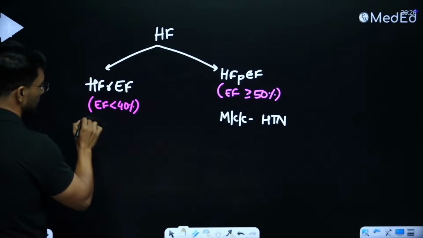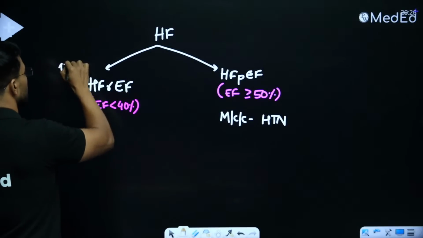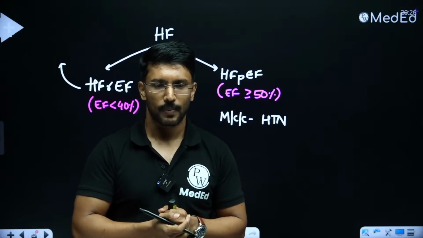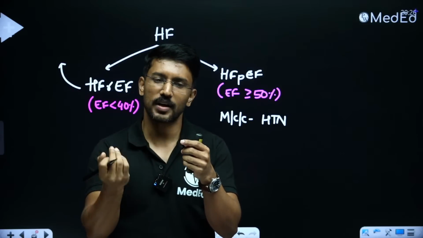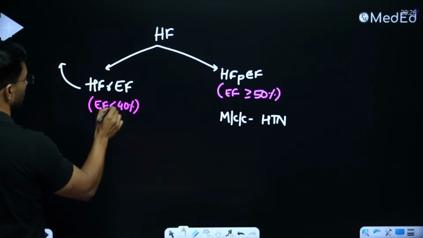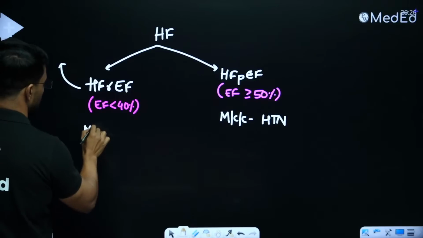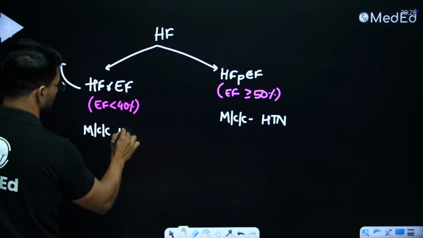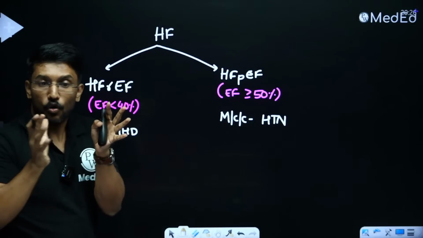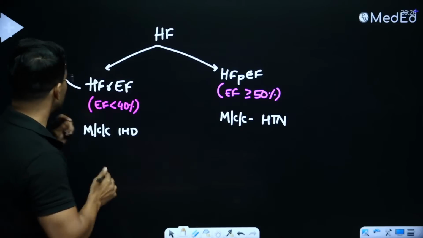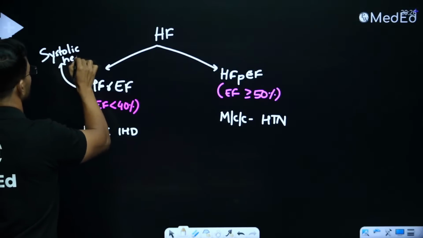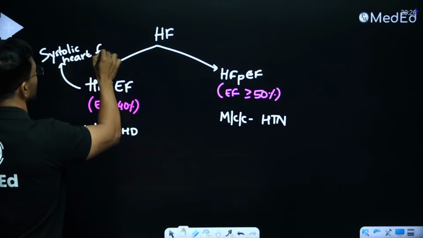Please remember, heart failure with reduced ejection fraction is where the force of contraction of the heart has come down. When will the force of contraction of the heart come down? When the blood supply to the myocardium is compromised, the myocardium is not able to contract. So the most common cause for heart failure with reduced ejection fraction is ischemic heart disease. Because the left ventricle is not able to contract during systole, this is primarily systolic heart failure. Heart failure with reduced ejection fraction is systolic heart failure.